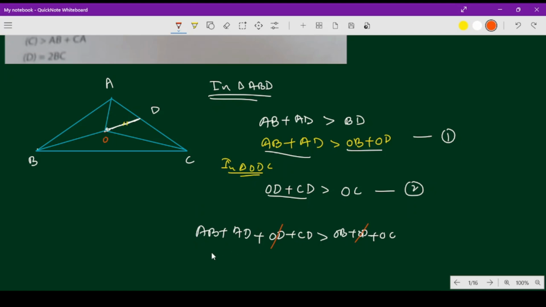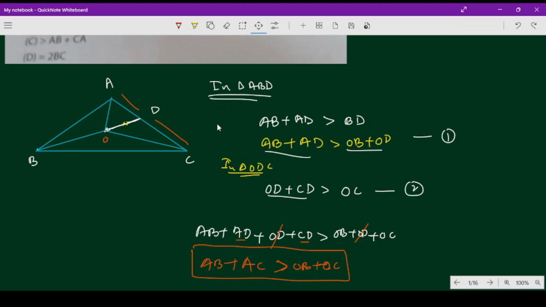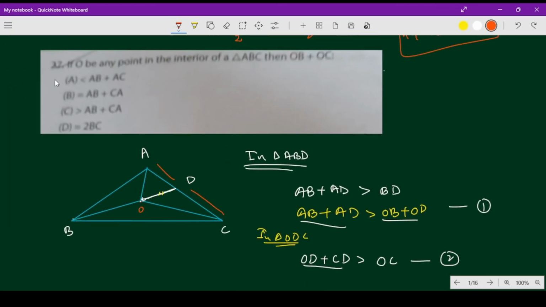Now we can find that OD is on either side and both are positive, so we can directly cancel it. So OB and OD got cancelled, and we got AB plus AD plus CD. Here AD plus CD is nothing but equal to AC, and on the right we are left with OB plus OC. So we got the sum of OB and OC is less than the sum of AB and AC. So we get this result in option number A, which is the sum of OB and OC is less than AB and AC.